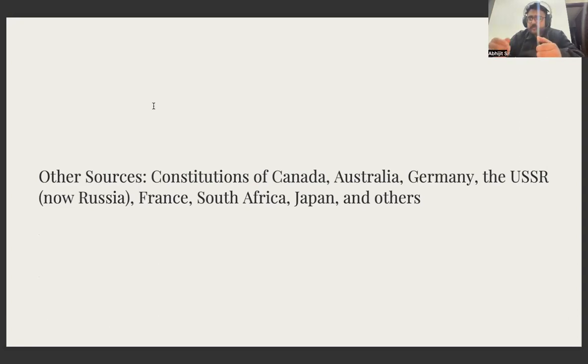The fundamental duties, sorry, not fundamental duties. Now, the fundamental duties that you have, they were also sourced from other constitutions.